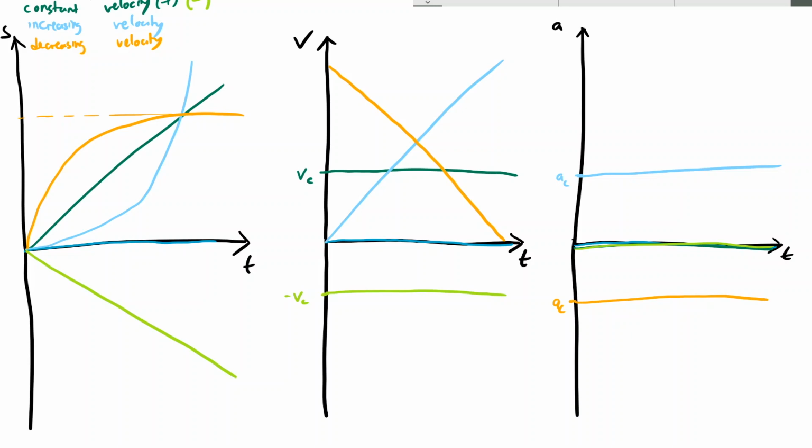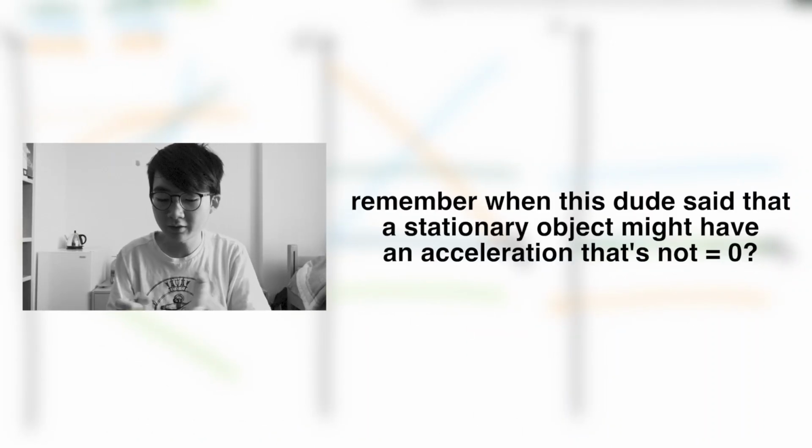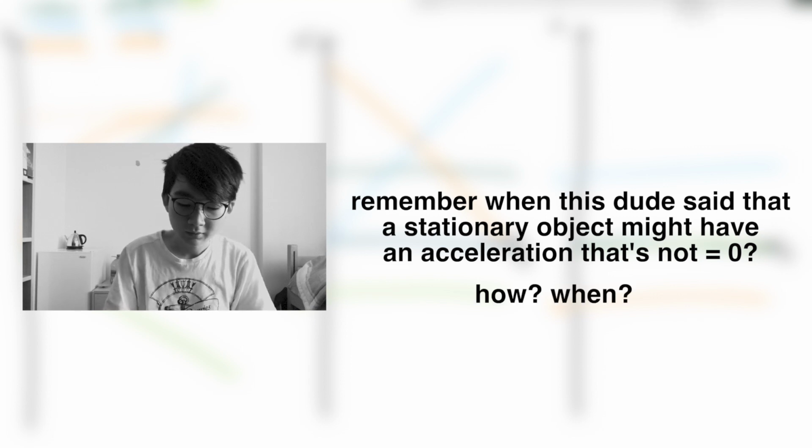Alright, so let's go back to this thing called stationary. I said earlier that a stationary object might have an acceleration of 0 or not 0. So when or how does this work? Here, we'll talk now about projectile motion.